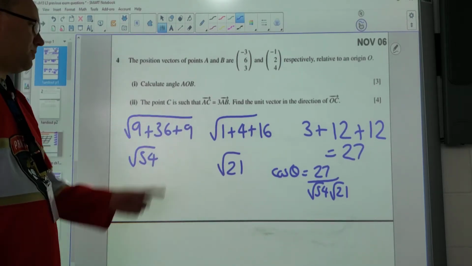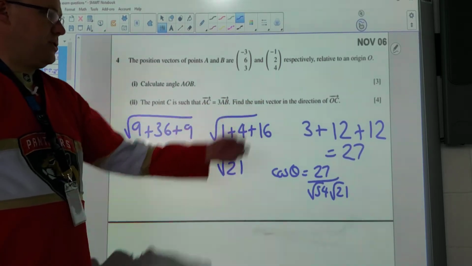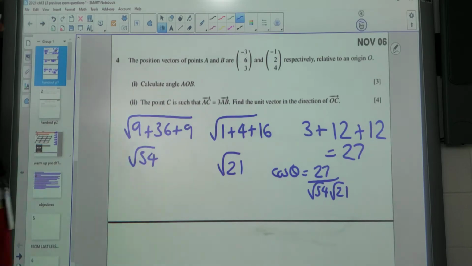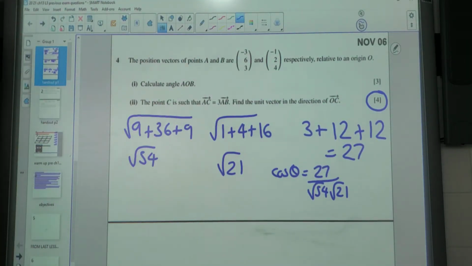Okay, part 2 for this one. The point C is such that AC equals 3AB. Find the unit vector in the direction of OC. Now there's kind of a lot of information on here, and that's probably why it's going to be worth 4 points. So let's start to break this down.